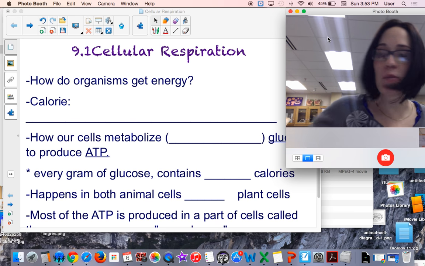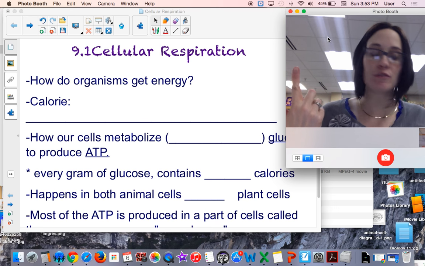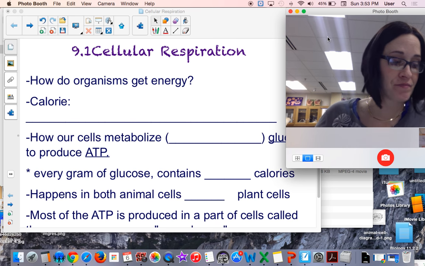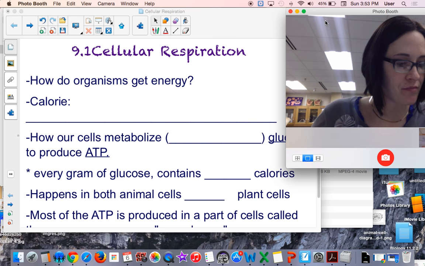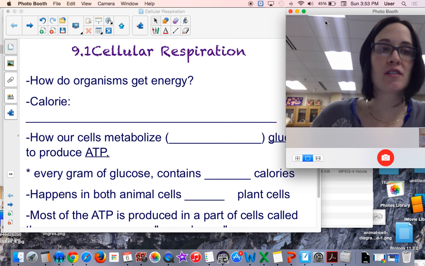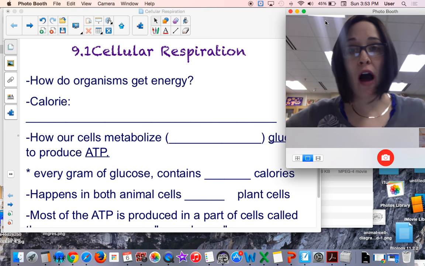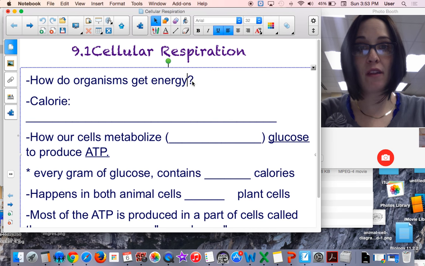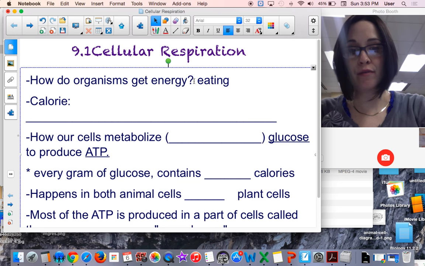Recall that some organisms, such as plants, are autotrophs, meaning they make their own food through the process of photosynthesis. Other organisms are heterotrophs. They cannot make their own food. They rely on other organisms for food. For all organisms, food molecules contain chemical energy that is released when those bonds break. So, how do organisms get energy? Like heterotrophs? From eating, okay? From food.